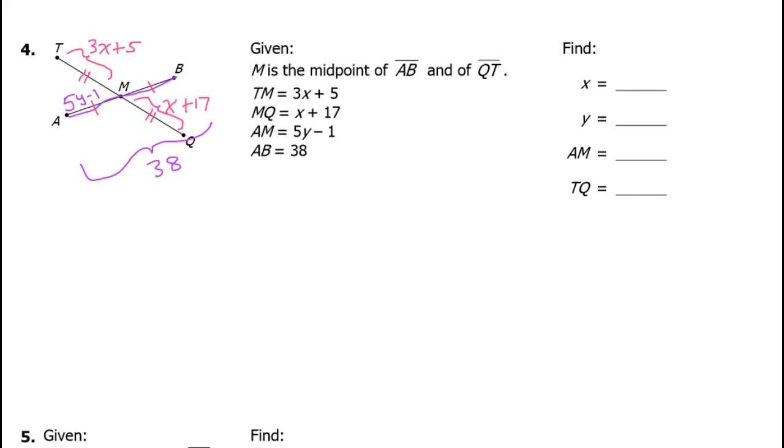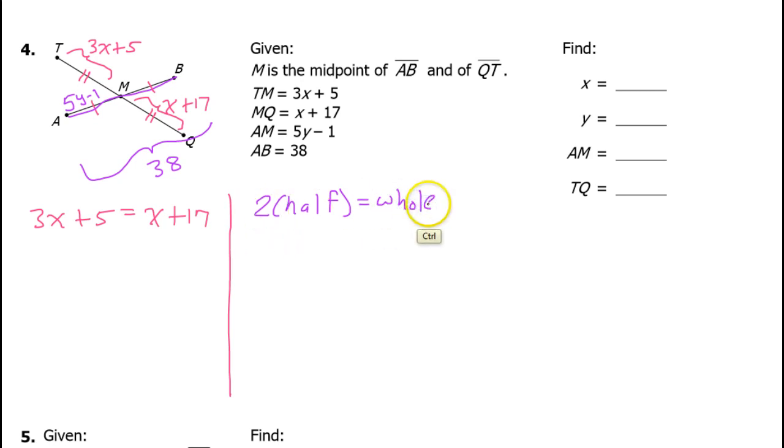So there are two equations that I can make out of this. First of all, TM and MQ should equal each other. So I can make an equation out of that. That equation is 3x plus 5 should equal x plus 17. Now I can make another equation out of AM and AB. Because if I take 2 times a half, that should equal the whole. 2 halves make a whole. But the half is the AM, the 5y minus 1. So 2 of those should equal the whole. Now the whole is 38. So there's your equation. 2 times 5y minus 1 should equal 38.